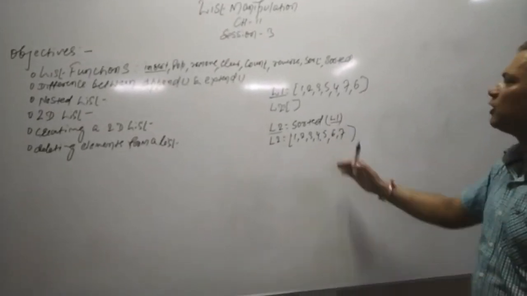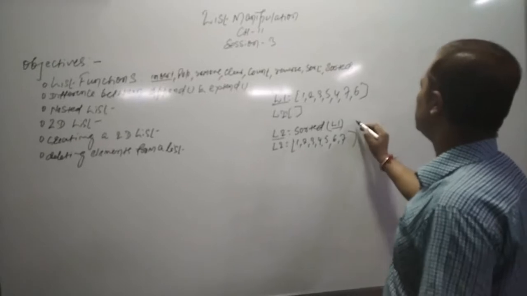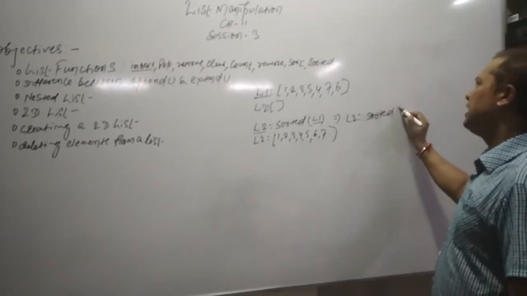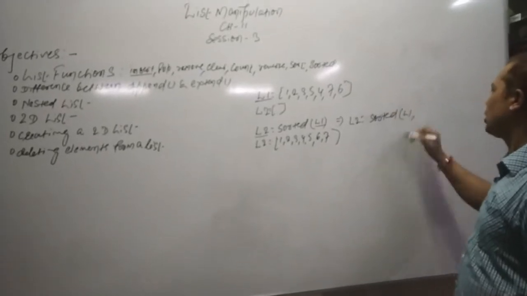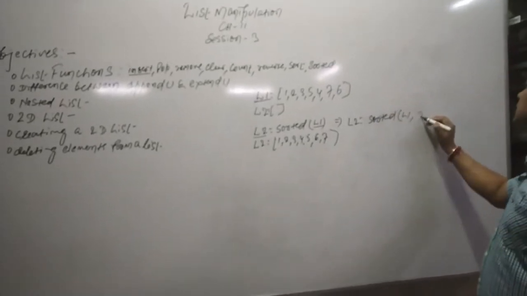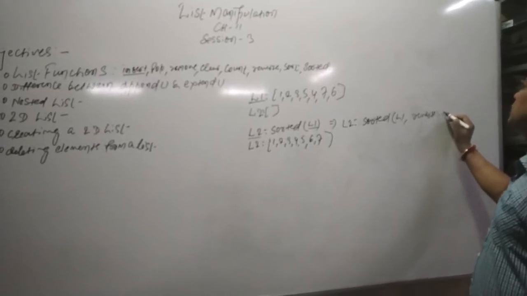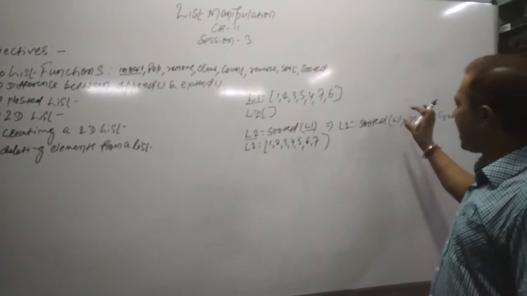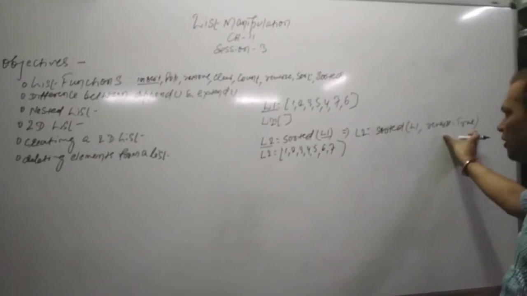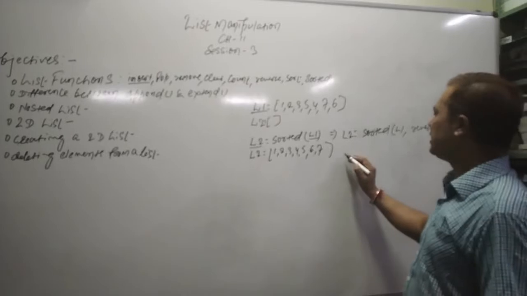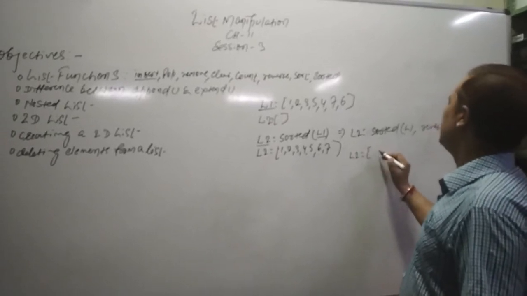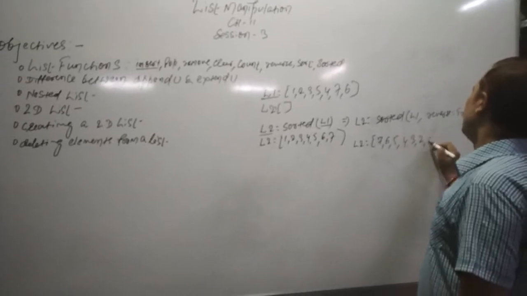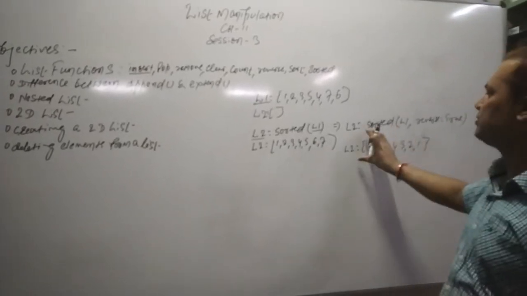If you want to sort in reverse order, the same syntax applies. Just say L2 equal to sorted, this method, and the parameter will be the same, L1, comma, and the optional parameter reverse equal to True. Once you say reverse equal to True, L1 will be sorted in reverse order and stored in L2. So what will be the output? L2 will show you 7, 6, 5, 4, 3, 2, 1. And this is how the sorted method works.